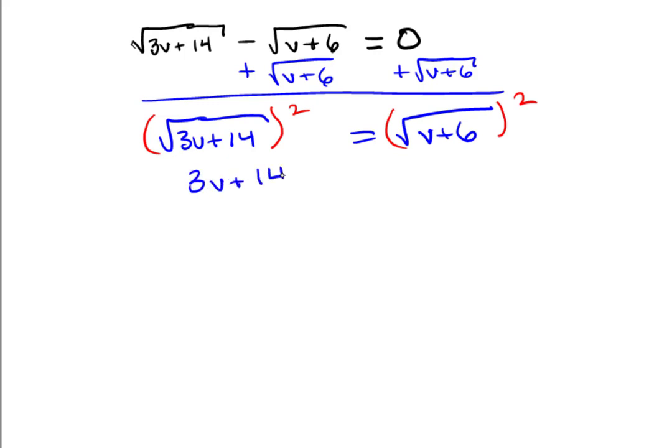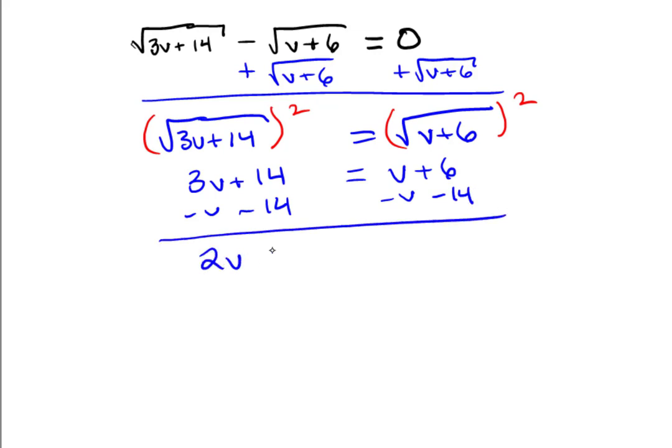So now let's take the red pen and square both sides so that we have on the left 3v plus 14 and on the right v plus 6. Subtract v and then also subtract 14, and we'll get 2v equals, let's see, 6 minus 14 is negative 8. And so now when we divide, we're going to get v equals negative 4.